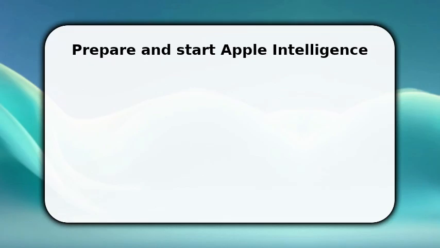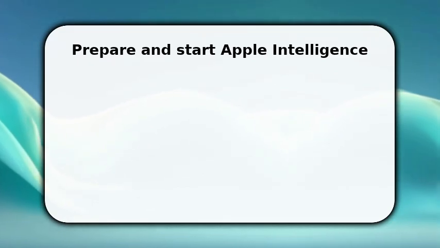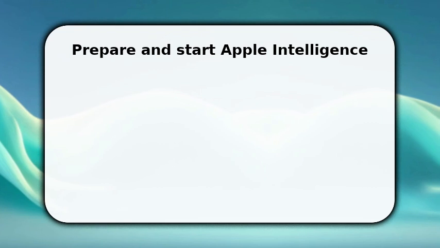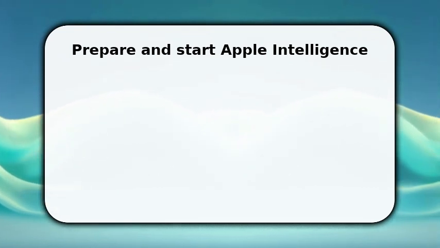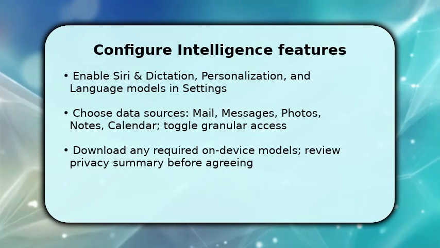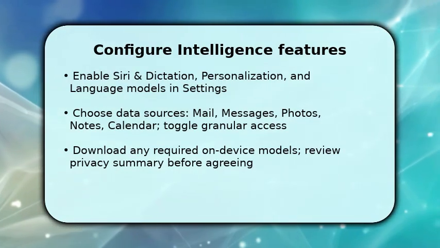Make sure you're signed into your Apple ID with two-factor authentication and iCloud syncing active, because Intelligence uses your device data securely. Now open Settings and navigate to the Apple Intelligence entry to start the setup flow. Follow prompts. Once in the Apple Intelligence pane, you configure capabilities.